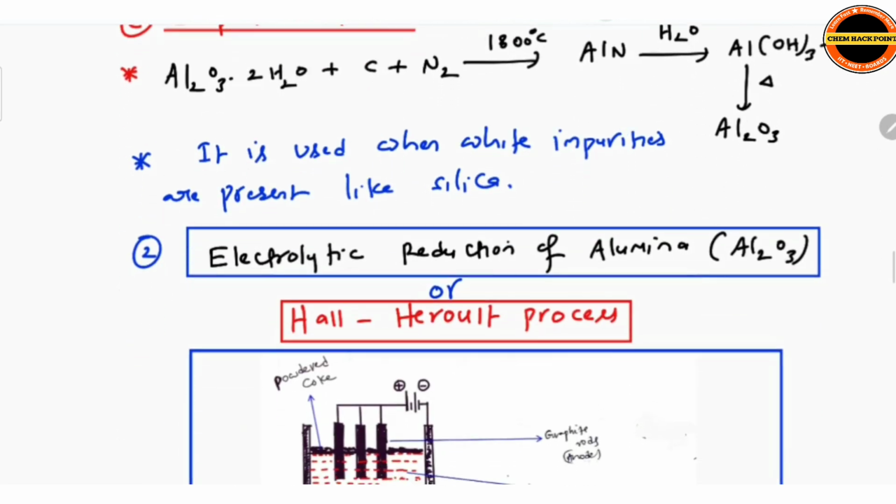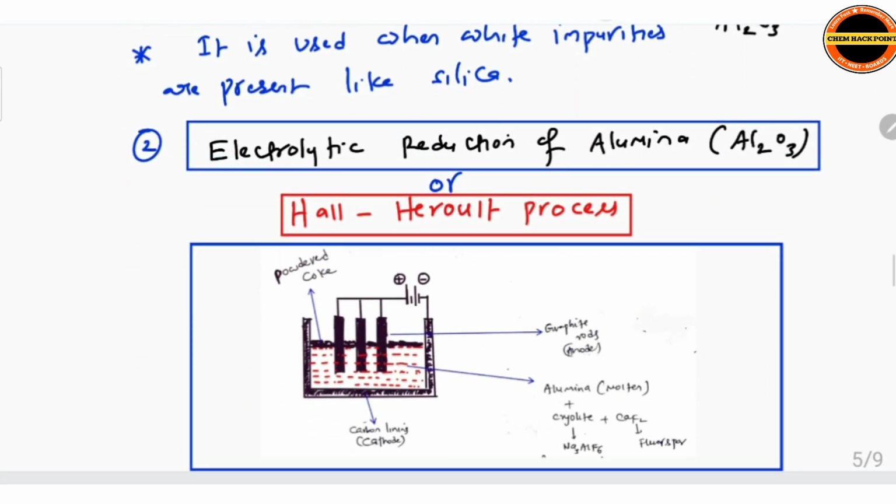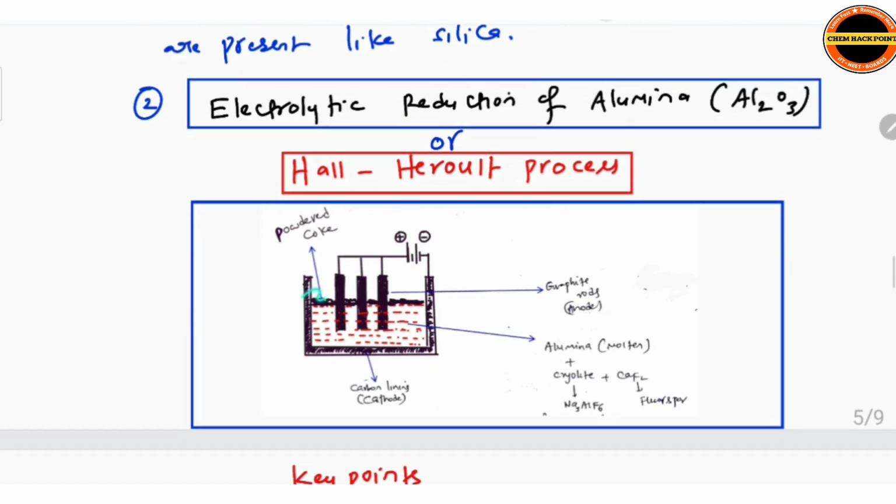Second step under extraction of aluminium: electrolytic reduction of alumina, or Al2O3, which is known as the Hall-Heroult process. Important: you are taking a container having a carbon lining acting as cathode, whereas graphite rods act as anode. Electrolyte is molten alumina, Al2O3, cryolite, CaF2.